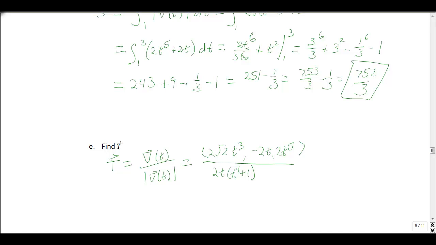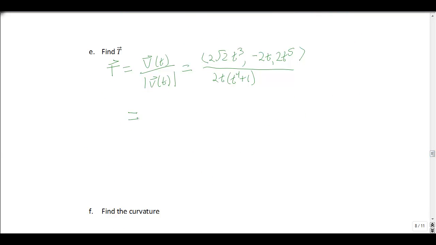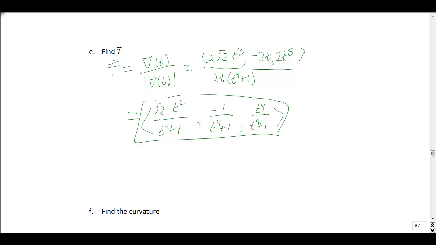Now, I have to divide component-wise here. And so what I'm going to get, 2 over 2 will cancel, so I'll get a square root of 2, t cubed over t is t squared, over the square root of t to the 4th plus 1 in the first component. Second component, the 2 t's will cancel, and I'll get a negative 1 over the square root of t to the 4th plus 1. Third component, I can cancel a 2t and be left with t to the 4th over the square root of t to the 4th plus 1. So this is our unit tangent vector.